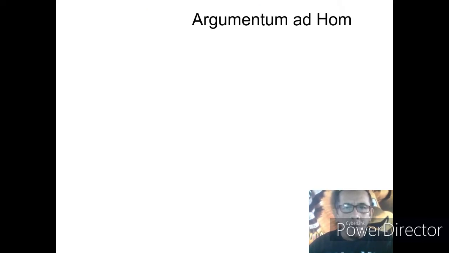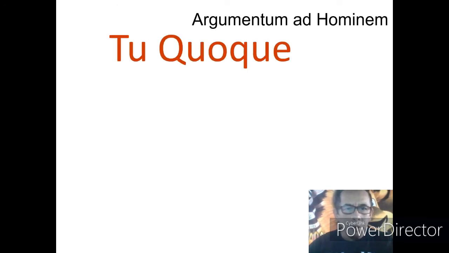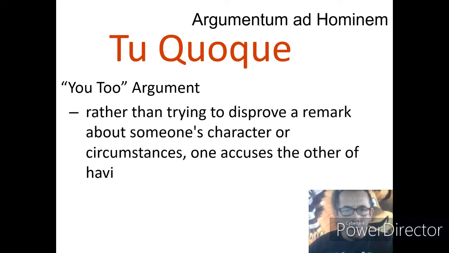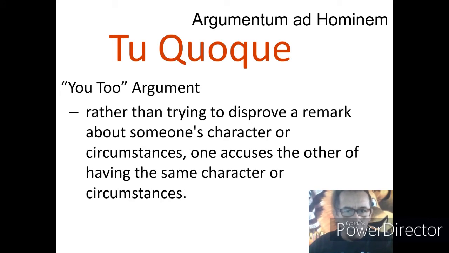Next argumentum ad hominem is the tu quoque, or in other words, the you-too argument. Rather than trying to disprove a remark about someone's character or circumstances, one accuses the other of having the same character or circumstances. Next is the genetic fallacy.